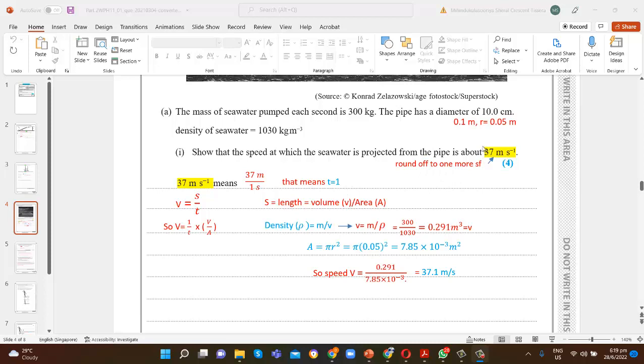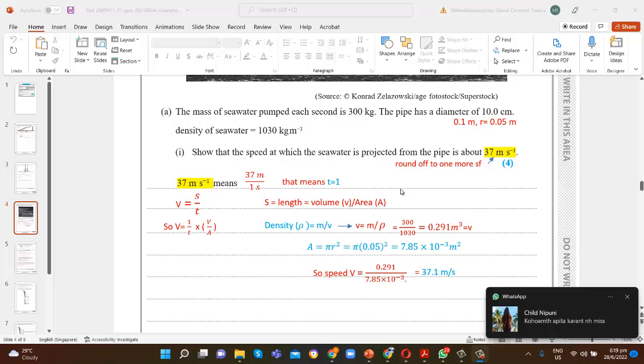Now 37 means you have to round off to one more significant figure. So now 37 meters per second. What do you understand by this? Per second, 37 meters. That means t is 1 second. So when you put v equals velocity, distance over time, and another way of getting length is volume divided by area. You know volume is meter into meter into meter.